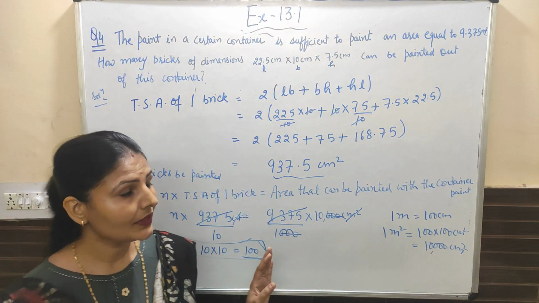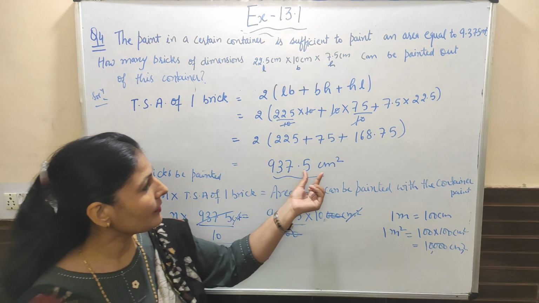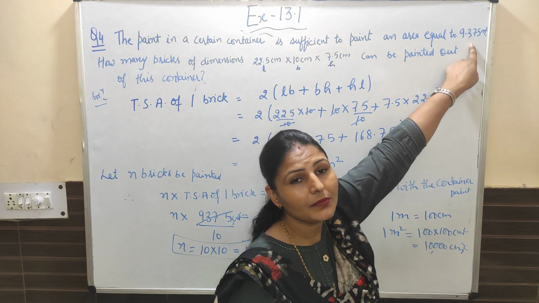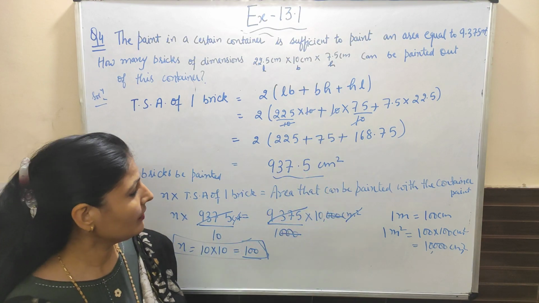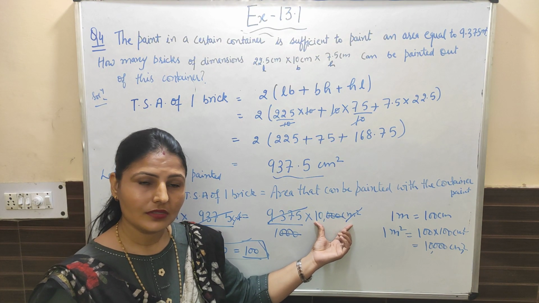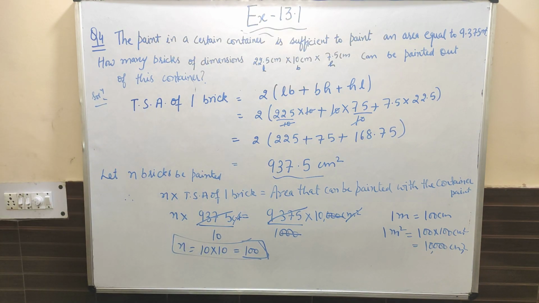Students, listen. You have to be very careful with the units. Here we have centimeter square and in the area we have meter square. So we have to convert one. We converted meter square into centimeter square and we got the value of n, which is equal to 100.